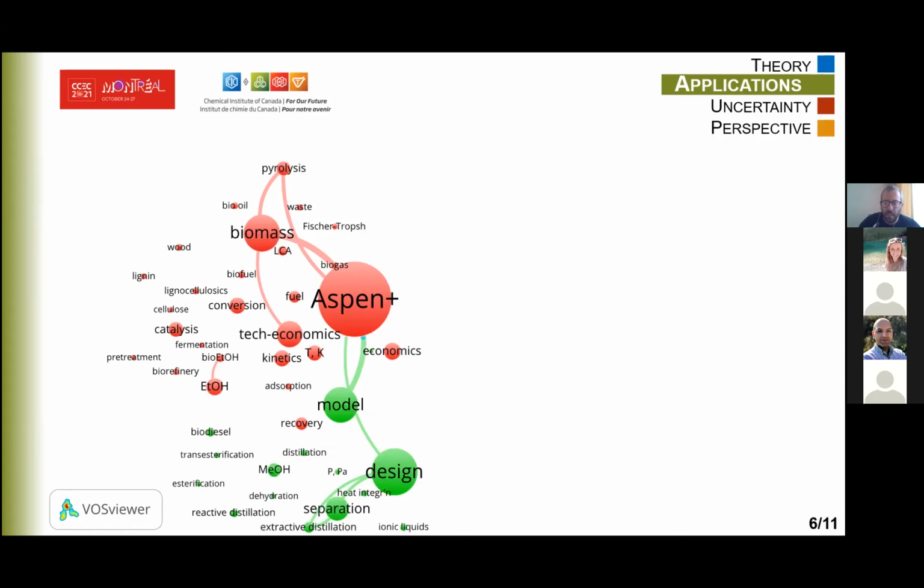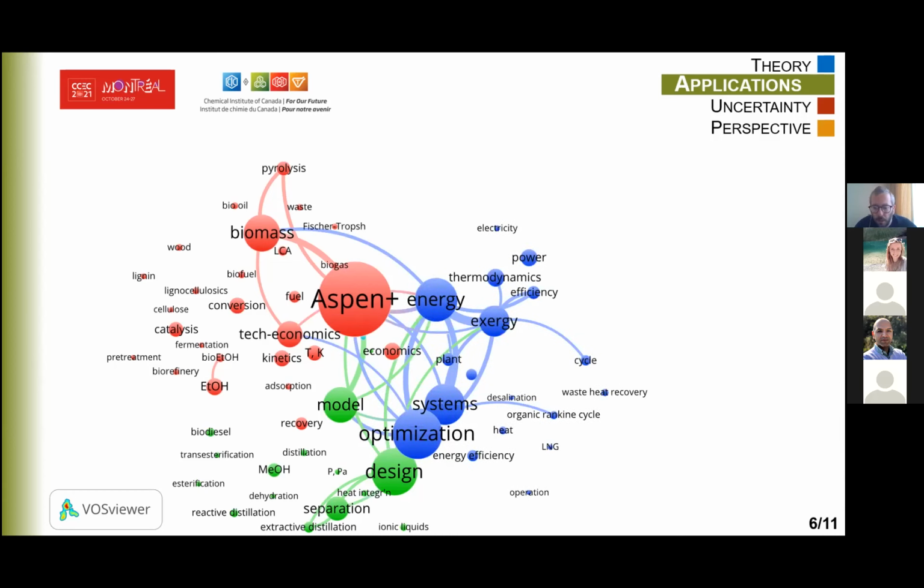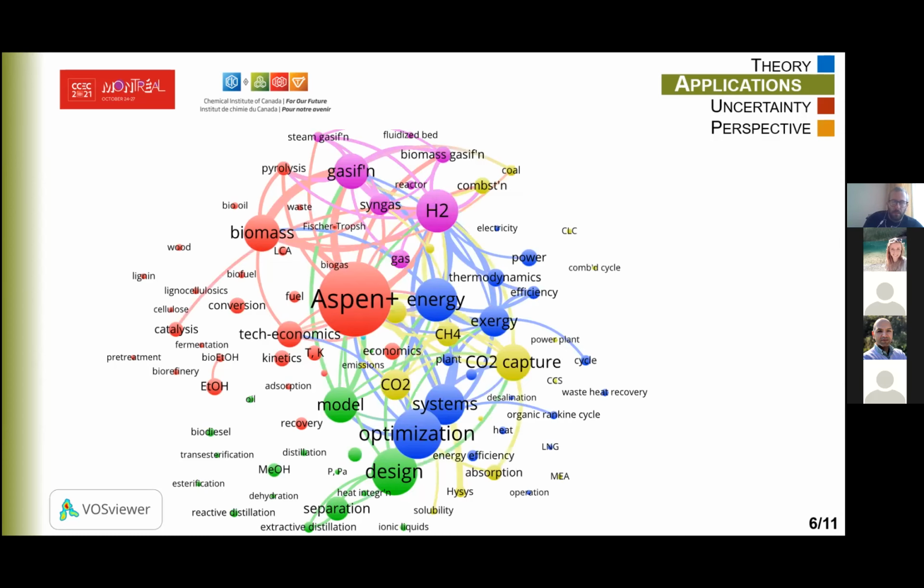The green cluster is related to design and sizing of unit operations. In particular, recently, most of the work has been dedicated to reactive distillation and biofuels. Process simulation also helps engineers to optimize processes and improve efficiency, and eventually, the yellow cluster is dedicated to new works that deal with CO2 reduction and emission controls.